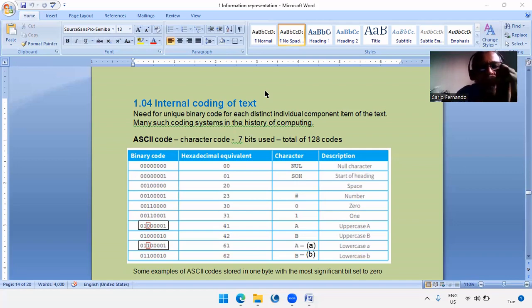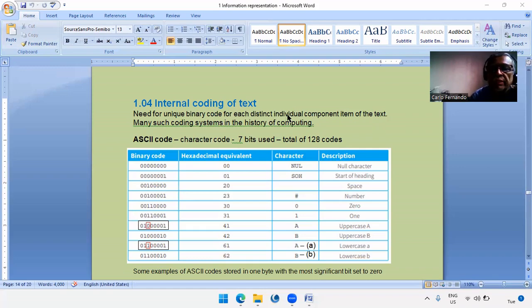That was called ASCII, American Standard Code for Information Interchange. If you want to interchange information, then you have to have the same code, same language. So the need for a unique binary code for each distinct individual component item of the text.